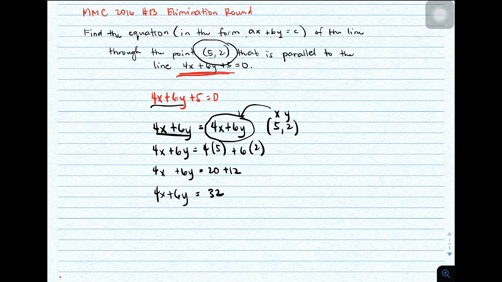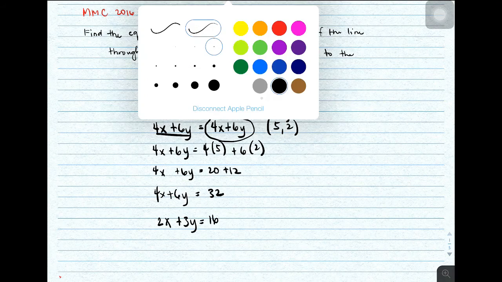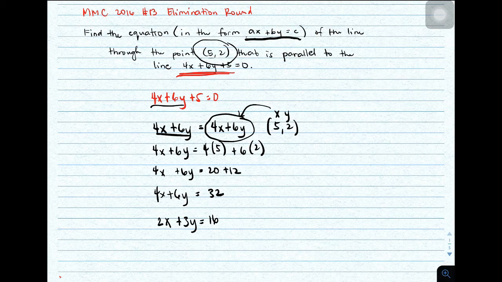As you can see, all of the terms here in our linear equation na nahanap are all divisible by 2. So we can simplify it as 2x plus 3y is equal to 16. Ngayon, ang tanong dito, yan na ba yung final answer natin? Yan na. Bakit? Kasi, sabi dito, you need to represent your equation in the form ax plus by is equal to c. Therefore, the answer for number 13 of MMC 2016 is simply 2x plus 3y is equal to 16.